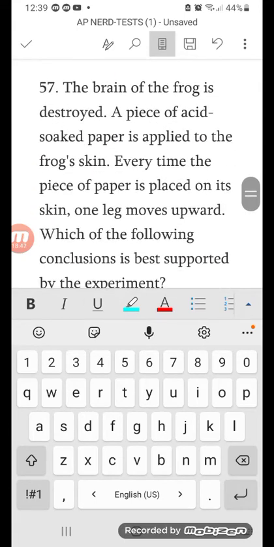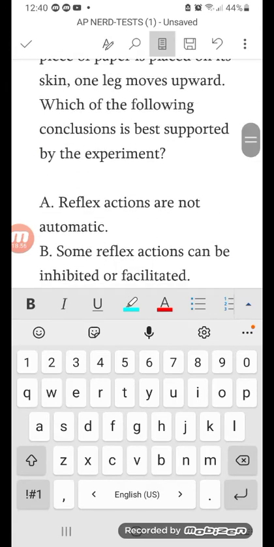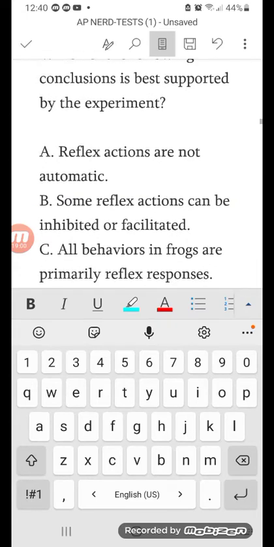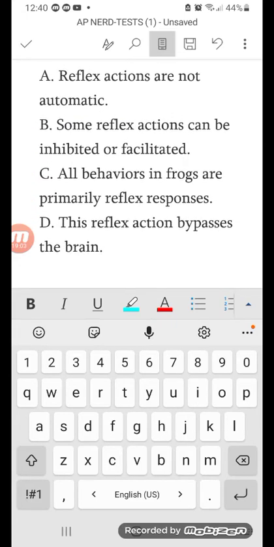The brain of a frog is destroyed. A piece of acid-soaked paper is applied to the frog's skin. Every time the piece of paper is placed on its skin, one leg moves upward. Which of the following conclusions is best supported by the experiment? Reflex actions are not automatic. Okay, they are automatic. Some reflex actions can inhibit and facilitate. All behavior in frogs is primary reflex. This reflex action bypasses the brain. Remember, the arc of the reflex action is in the spinal cord, it's not in the brain.